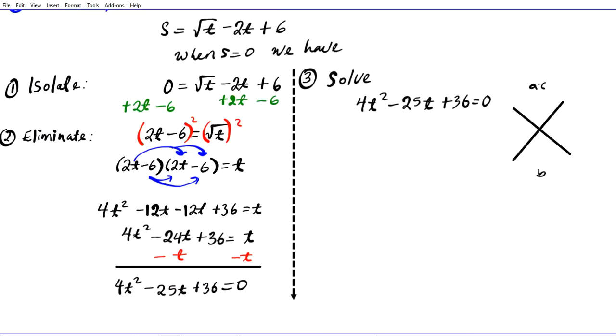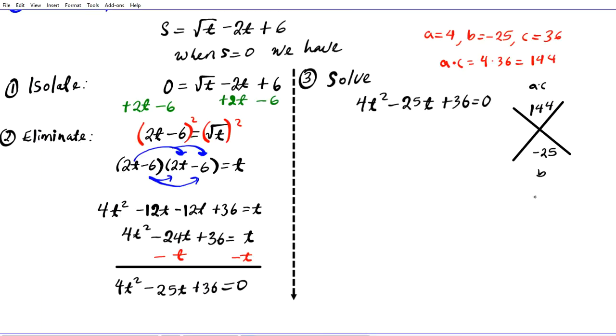Okay, so in this problem, A is 4, B is negative 25, and C is 36. So AC is 4 times 36, which is 144. B is negative 25. Okay, so we're going to play the X game. The X game requires finding two numbers that multiply to give you the top and add to give you the bottom.